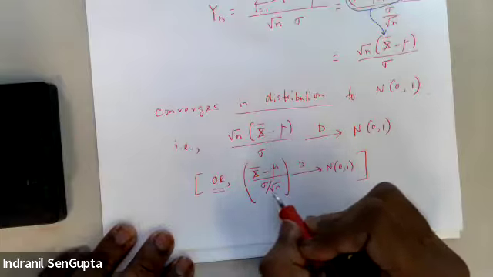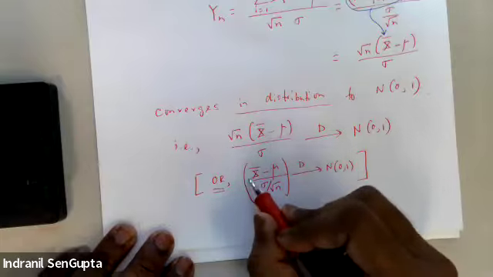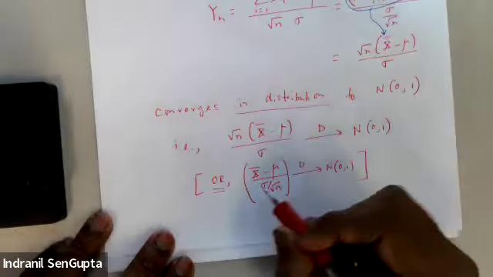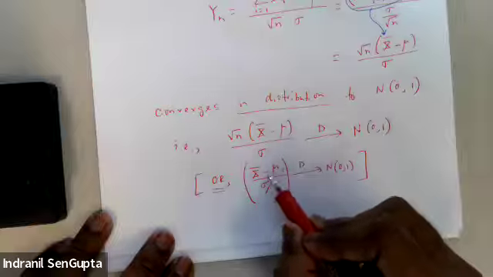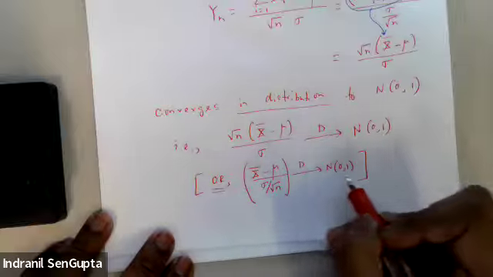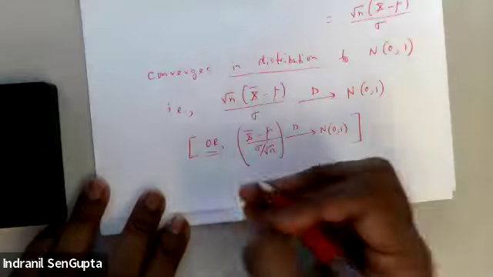And this sigma over square root of n is the standard deviation of the sample mean. So that is something we have seen. So basically what we have is x bar minus mu over the square root of variance of x bar is converging to this one. So let me just write that version too.